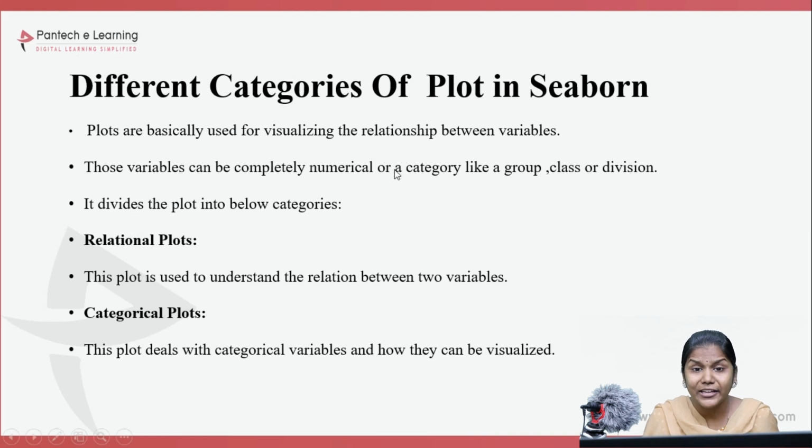Fine. Different categories of plots in Seaborn. Plots are basically used for visualizing the relationship between variables. Those variables can be completely numerical or any category of information, let it be any class or group of information, something like object-oriented characters, anything it might be. Okay. It divides the plots into the below categories. What are the different plots? Here you can see two categories we have given: relational plots and categorical plots.